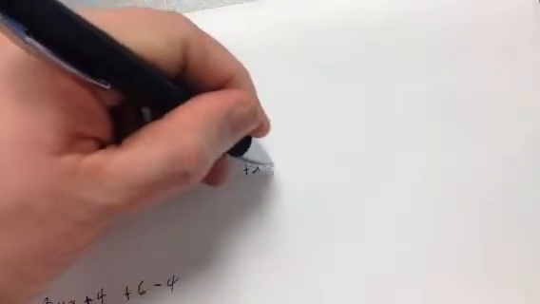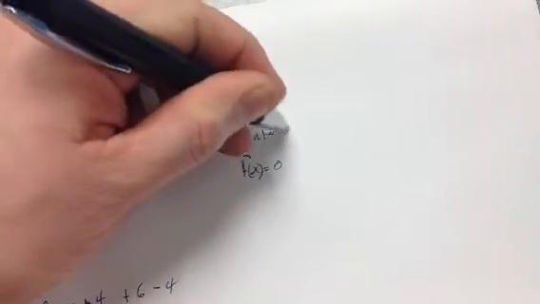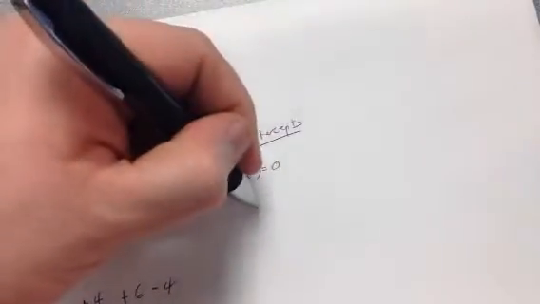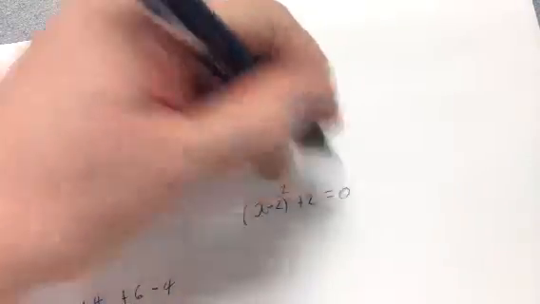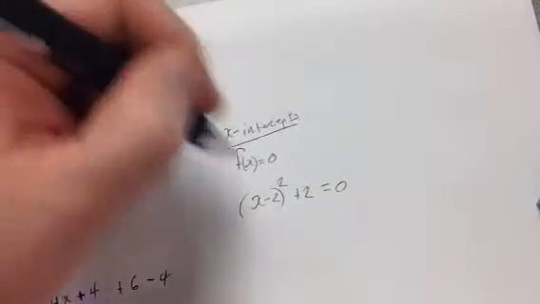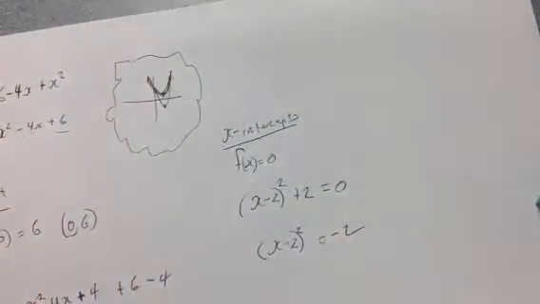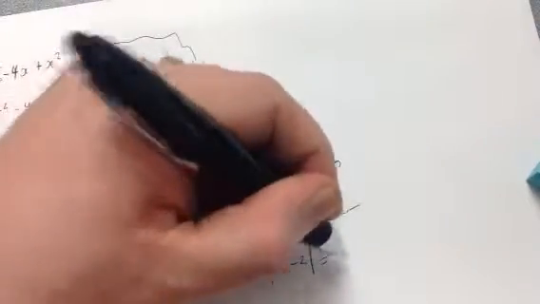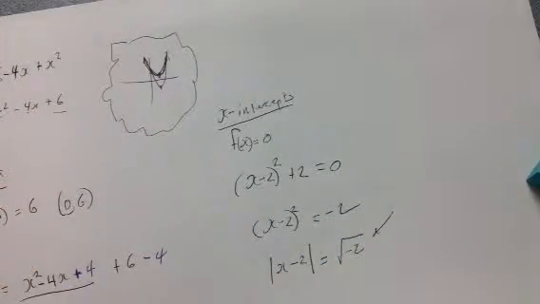So, I'm going to find f of x equals 0 for x-intercepts. And that makes x minus 2 squared plus 2 equals 0. And that would be x minus 2 squared equals negative 2. Here's the problem. When I take the square root of both sides, I can't take the square root of negative 2.